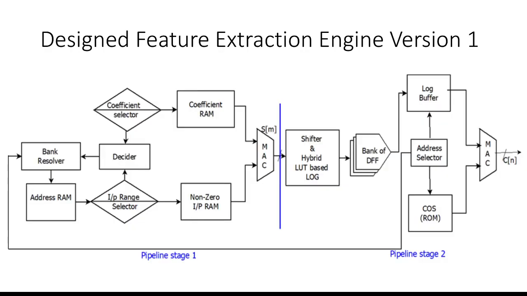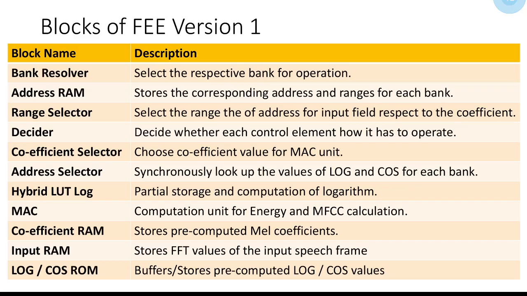Generic block diagram of the proposed feature extraction engine version 1 is as shown. Version 1 finds the MFCC vectors from the absolute of FFT coefficients from the input voice frame. Description of each block in the version 1 design is as follows. Bank resolver selects the respective bank for operation. Address RAM stores the corresponding address and ranges for each bank. Range selector selects the range of address for input field with respect to the coefficient. Decider decides how each control element has to operate.